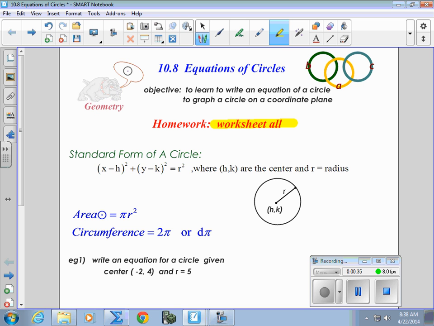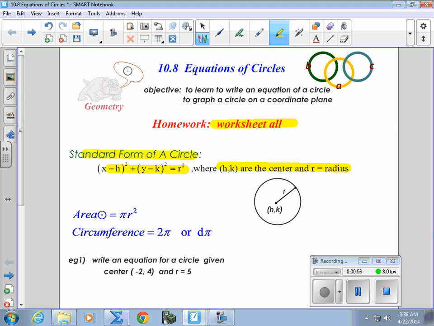Today, we'll start with an equation of a circle in standard form. The equation is (x - h)² + (y - k)² = r², where h and k are the center of the circle and r is equal to the radius.